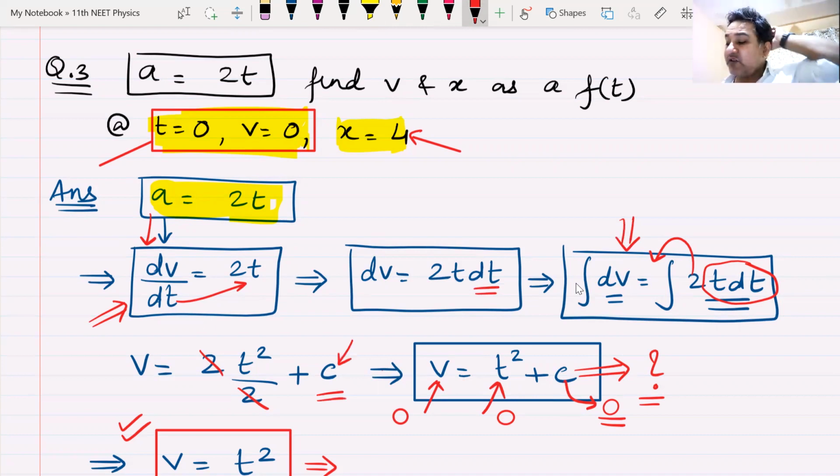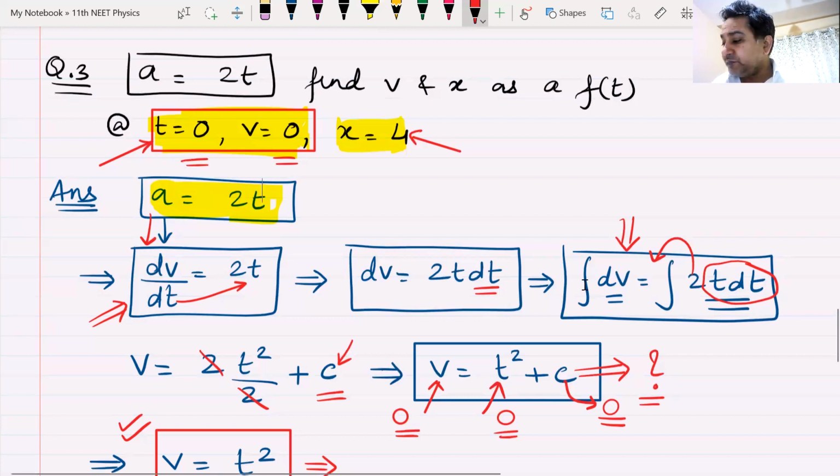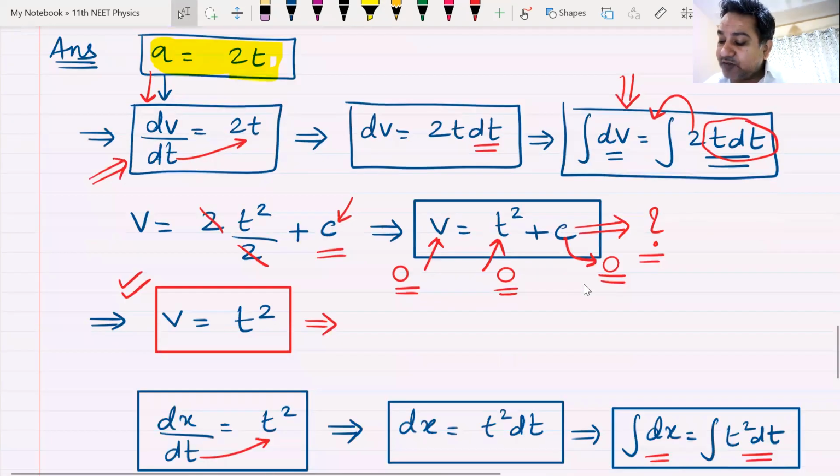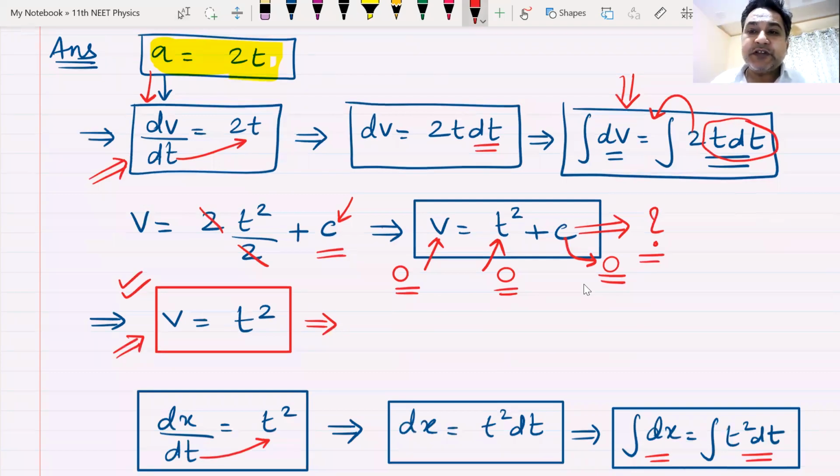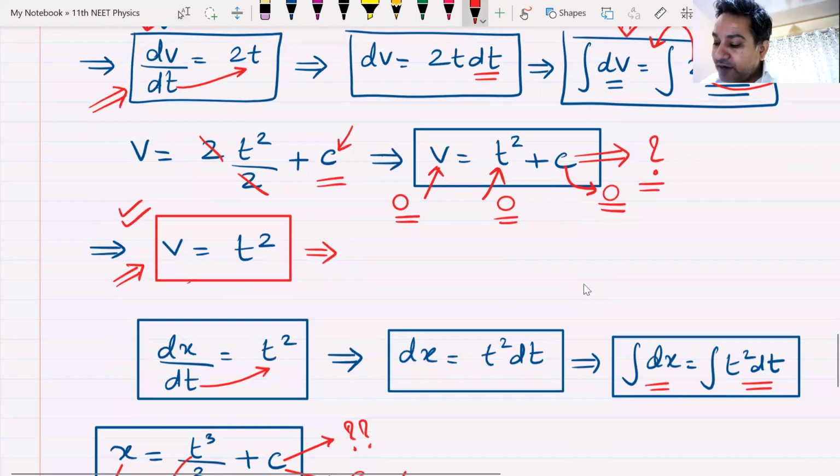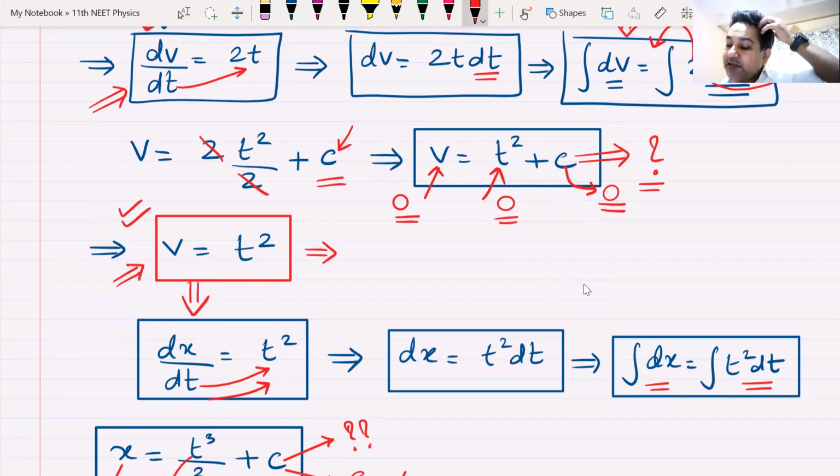How did I get the value of constant c? I put the value of t as 0. It's given here, t is 0, v is 0. From there I got c as 0. So then I got velocity as time squared, v is equal to t squared. Then I moved on to the next step. I wrote velocity as dx by dt. dx by dt is t squared. Again dt went on that side, so dx becomes t squared dt.